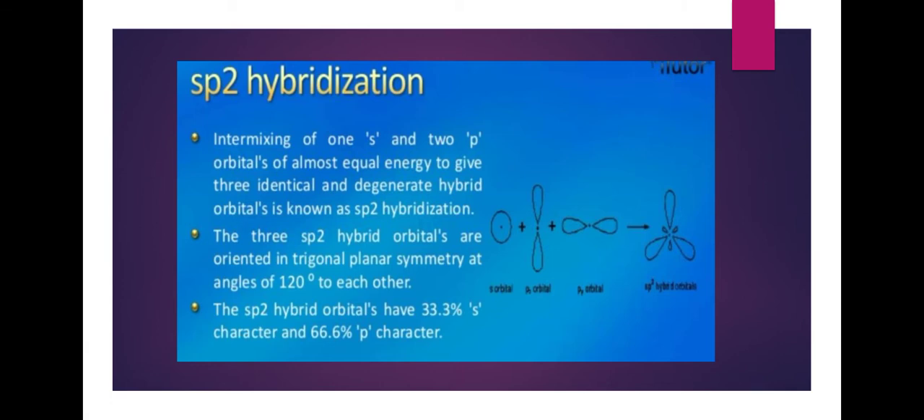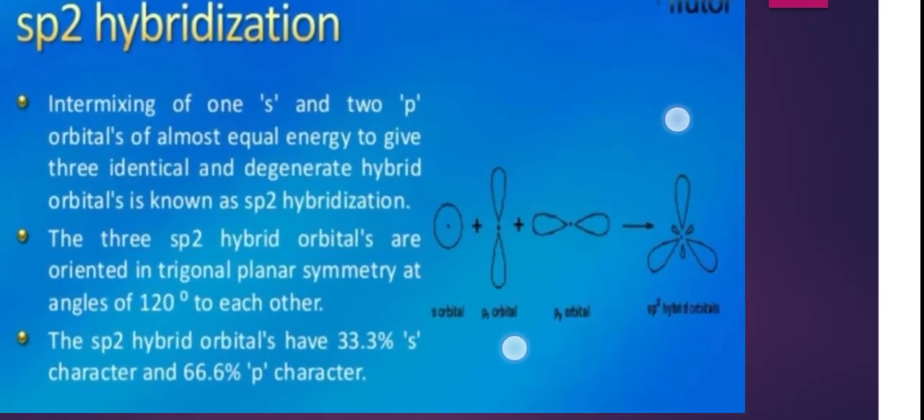Let's see what is sp2 hybridization. Intermixing of one s and two p orbitals of almost equal energy to give three identical and degenerate hybrid orbitals is known as sp2 hybridization. The three sp2 hybrid orbitals are oriented in trigonal planar symmetry at angles of 120 degrees to each other. The sp2 hybrid orbitals have 33.3 percent s character and 66.6 percent p character. Here we can see the diagram of sp2 hybridization.